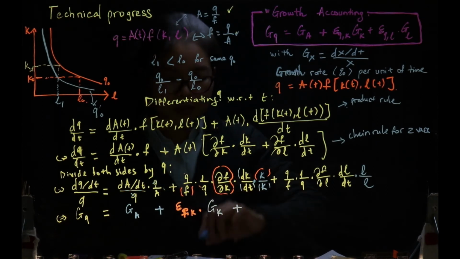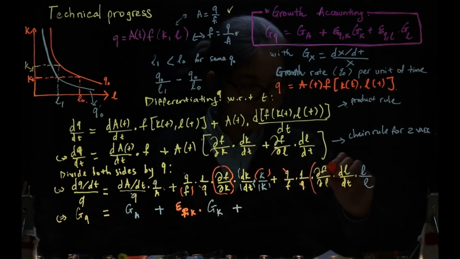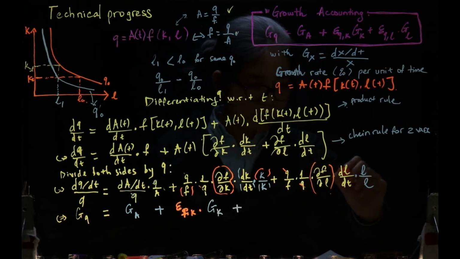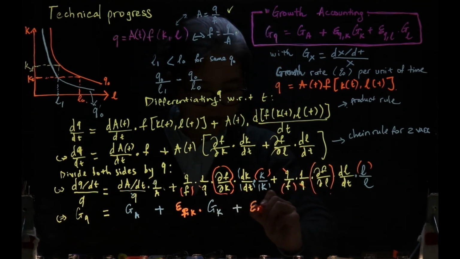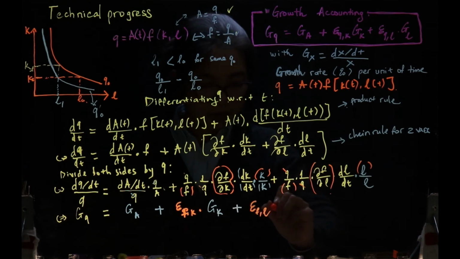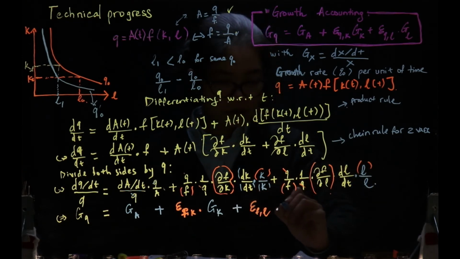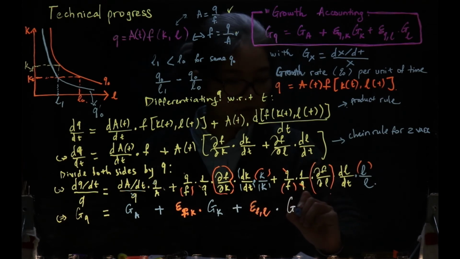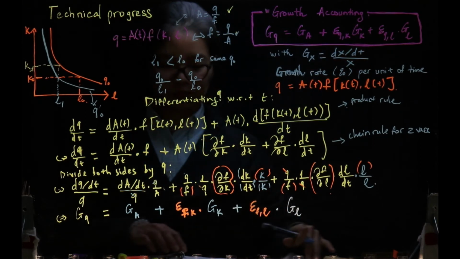Plus the next thing, also cancel Q, and then you have the partial derivative of F with respect to L times L over F. So this is the elasticity of F with respect to L, right? Times, again, you have dL over dt and then divided by L, so that's the growth rate of labor. Now, so it's almost the same.